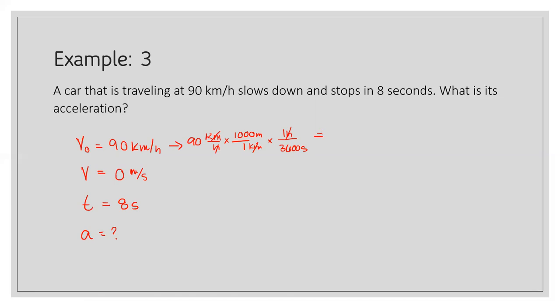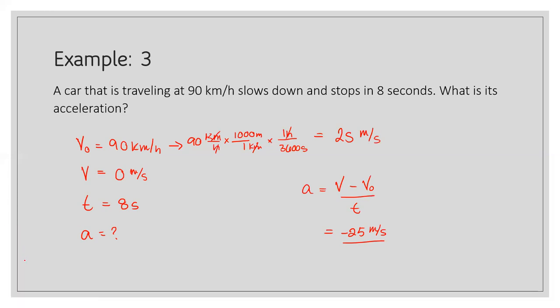So 90 divided by 3.6 gives us 25 meters per second. So now we can put that into our formula. So acceleration is equal to velocity minus v naught, over t, which is equal to 25 meters per second divided by, it's actually 0 minus 25, which is going to give us negative 25.